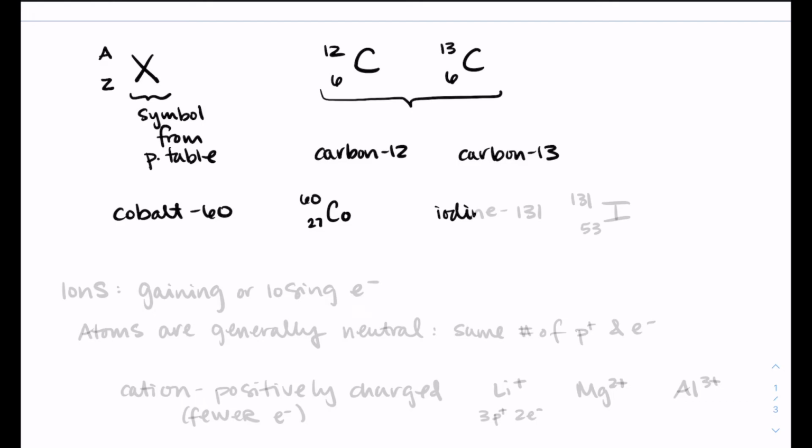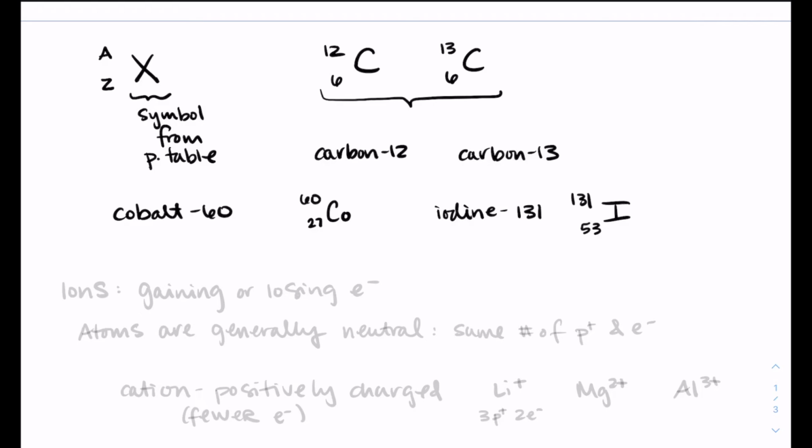Of course, we should do another example. So let's do cobalt 60. When I look up cobalt, it has an element symbol of capital C, lowercase o, and cobalt has 27 protons. So it has an atomic number of 27. So 27 is my left subscript, Co is my symbol, and for cobalt 60, 60 is my mass number. So that's my left superscript.